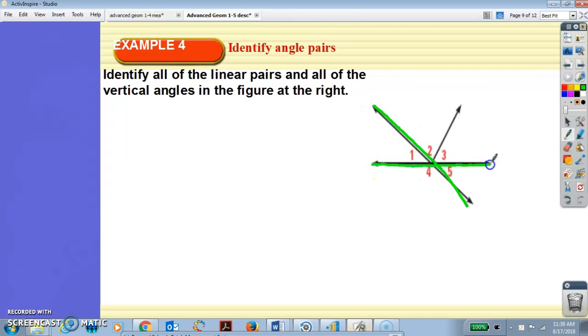So look at these 2 intersecting lines. Angle 5 is across from angle 1. They are vertical angles. They are congruent. That's the only example of vertical angles in this diagram.